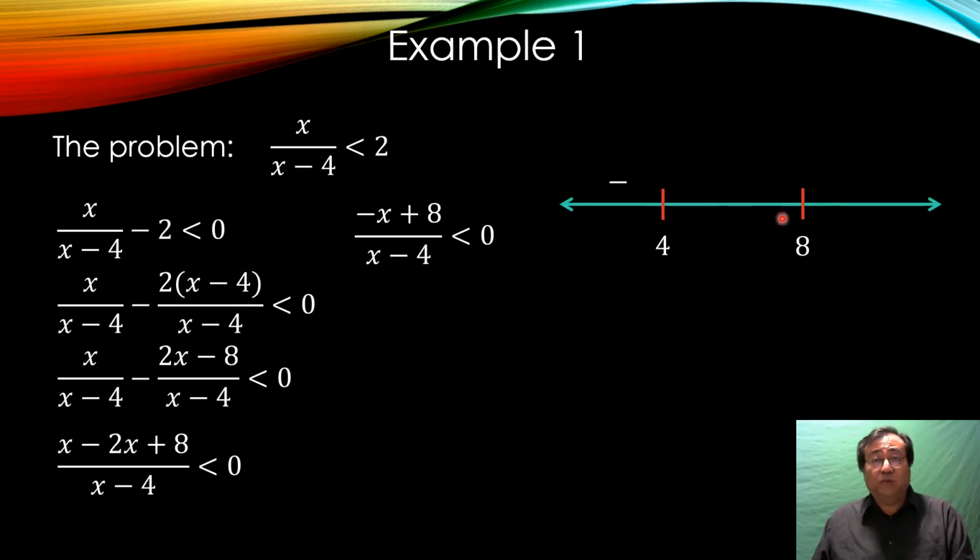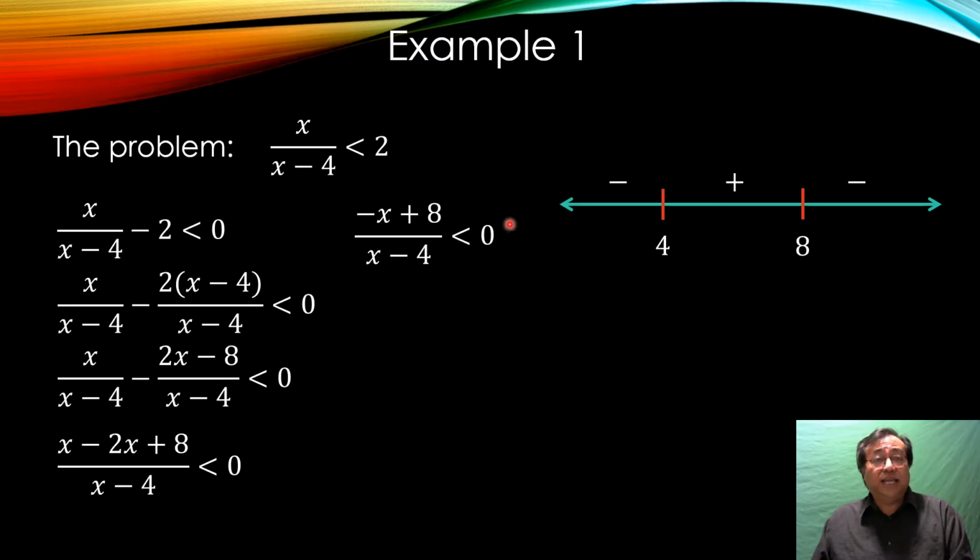Put a number between 4 and 8, say 6. So negative 6 plus 8 is positive 2. 6 minus 4 is positive 2. So it's positive. Plug in a bigger number, say 10. Negative 10 plus 8 is negative 2, over 10 minus 4 is 6. Negative 2 over 6 is a negative number. Right? I'm not interested in the specific values. I just want the sign.